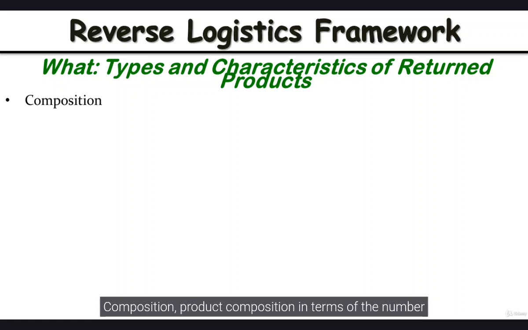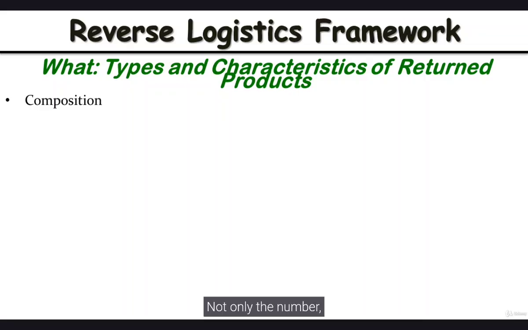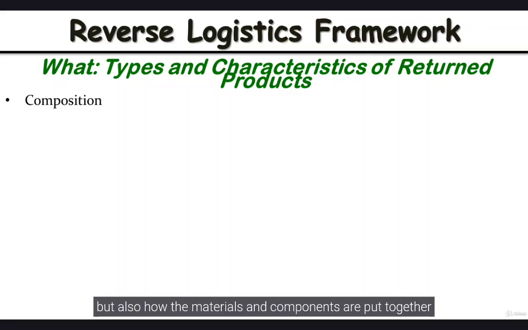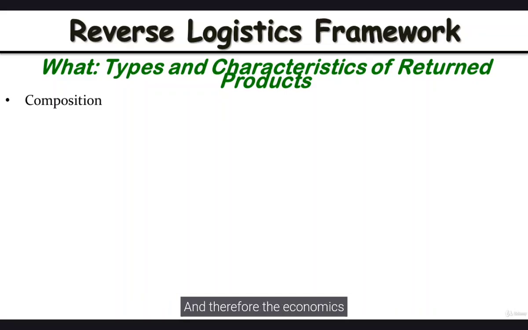Composition. Product composition in terms of the number of components and of materials is one of the many aspects to keep in mind while designing products for recovery. Not only the number but also how the materials and components are put together will affect the ease of reprocessing them and therefore the economics of reverse logistics activities.